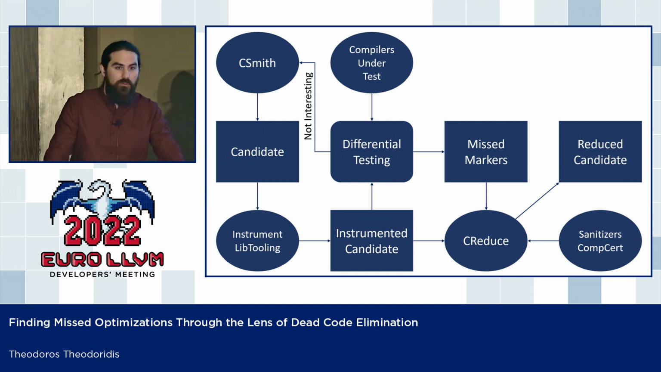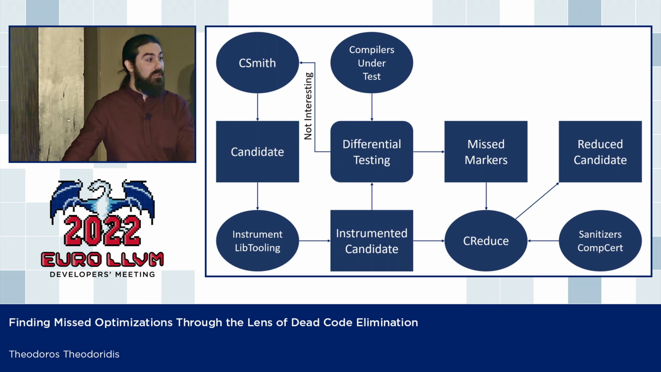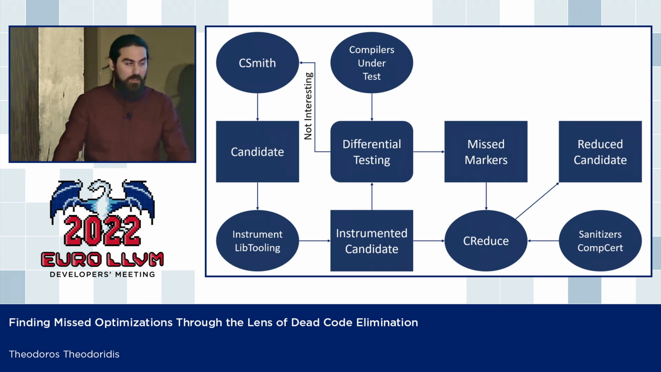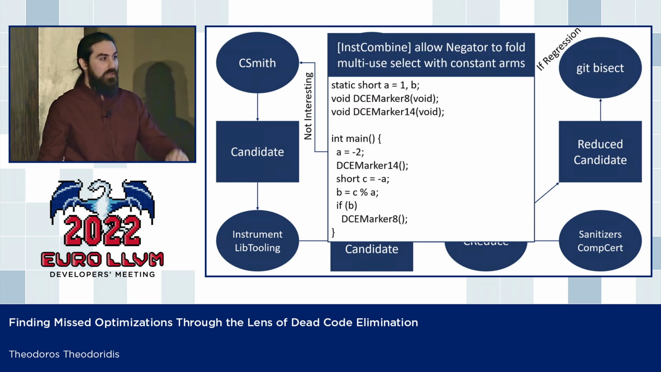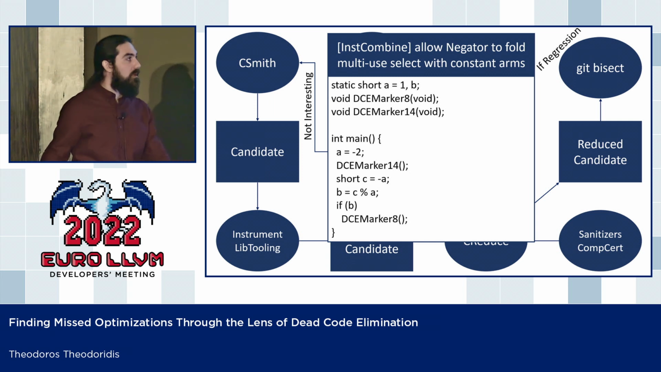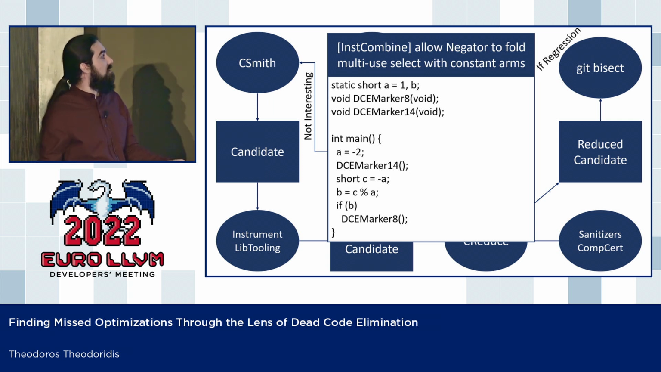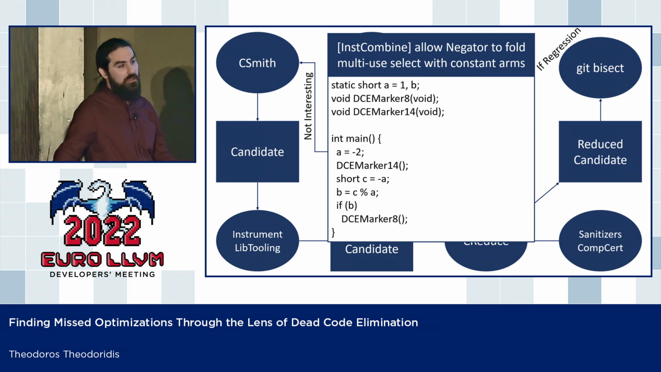But since we're dealing with a regression here, we can take one more step. We can find the commit that caused this problem. And we do this by bisecting on the compiler's history, or Git history. And if we look at the title of the commit, this seems to be related to some inst combine rule, and also with negations. And this is exactly what we see in the test case. So we have here short C equals -A, and so on and so forth. So we can essentially use this tool to find also the commits that cause the regressions.